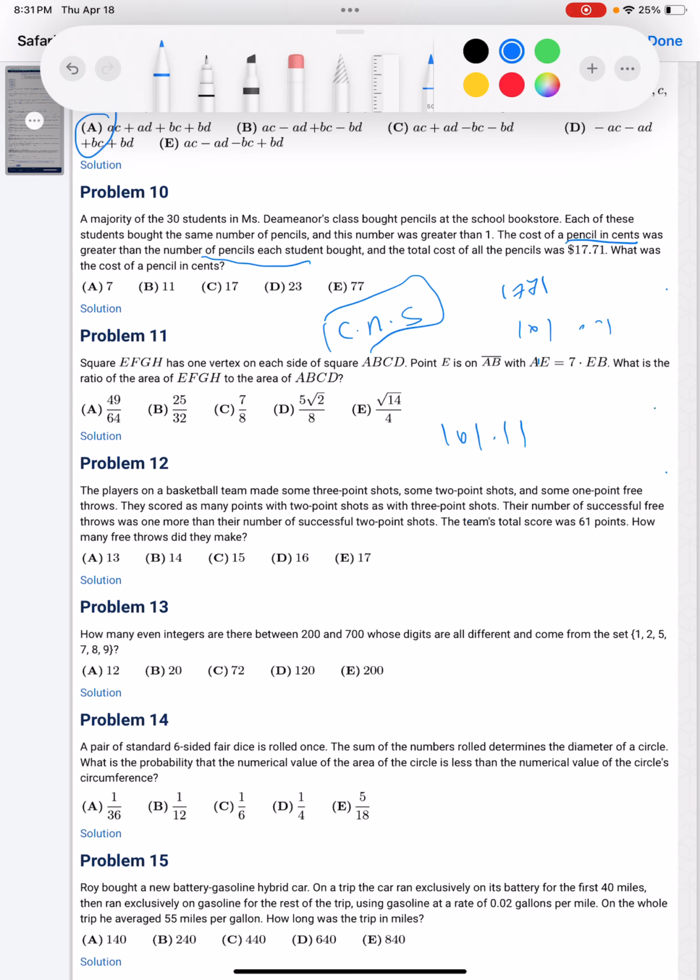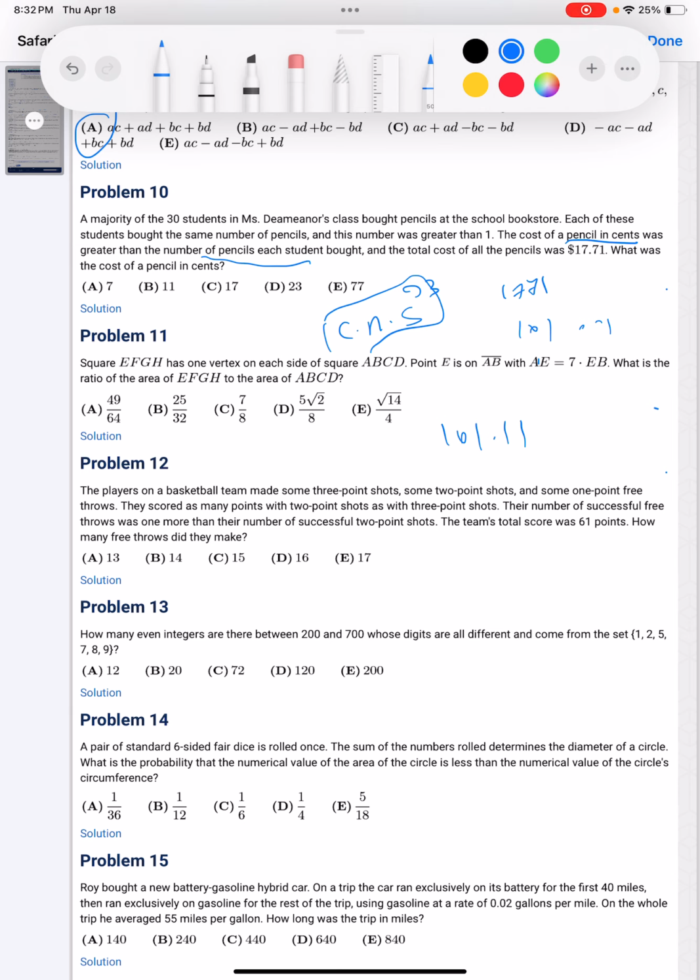Yes, 73. No, sorry, 23. So 23, 7 times 11. Okay, so the cost of the pencil in cents was greater than the number of pencils each student bought. So let's just say the number of pencils each student bought was 7. Well, 11 wouldn't be the majority. 7 would be the majority. So 23 has to be the number of students, right?